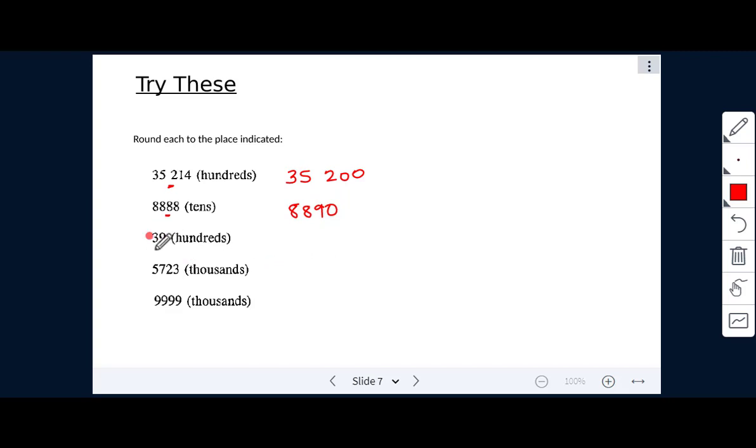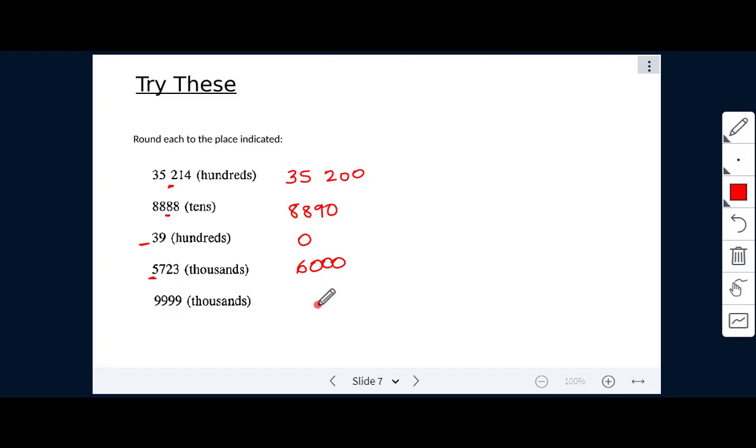We're rounding 39 to the hundreds place. Well, hundreds place is here, and there's nothing there, so that would just be 0, right? And if we looked at the 3, so we'd have to go down to 0. 5,723, we're rounding to thousands, so there's our thousands place. You're going to look at the 7 on the right. It's greater than 5, so we have to increase our thousands place by 1. So that becomes 6,000. Remember, you're rounding to the thousands place.